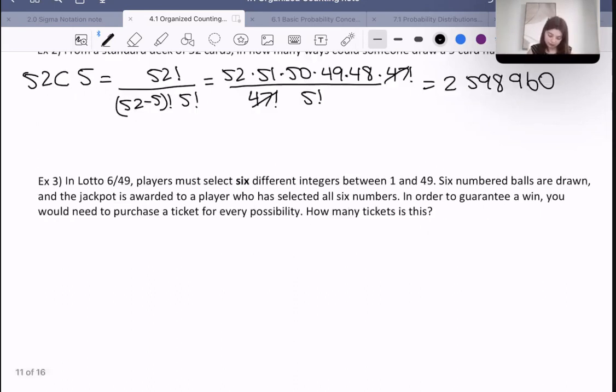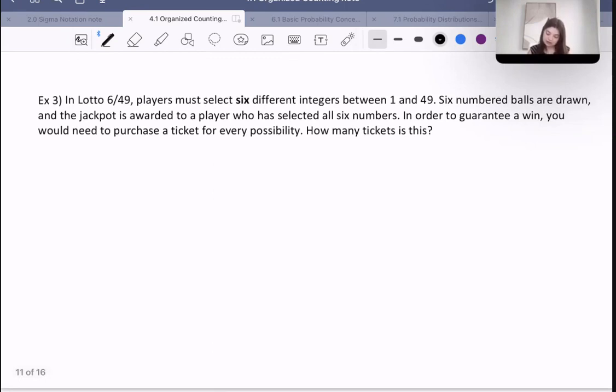In Lotto 649, players must select 6 different integers between 1 and 49. 6 numbered balls are drawn, and the jackpot is awarded to a player who has selected all 6 numbers. Oh, it doesn't seem very likely you'll win, but okay. In order to guarantee a win, you need to purchase a ticket for every possibility. How many tickets is this? Oh, okay, well, let's see. How many possible tickets is this?